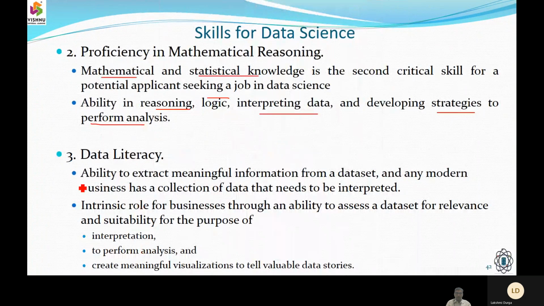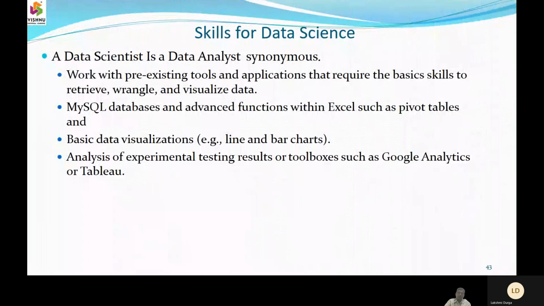The third thing is digital literacy. The most important thing is that he has to get meaningful information from the data set, which he can use for interpretation, to perform analysis, create visualizations, and give valuable data stories. These are some of the skills where a data scientist has mandatory work.